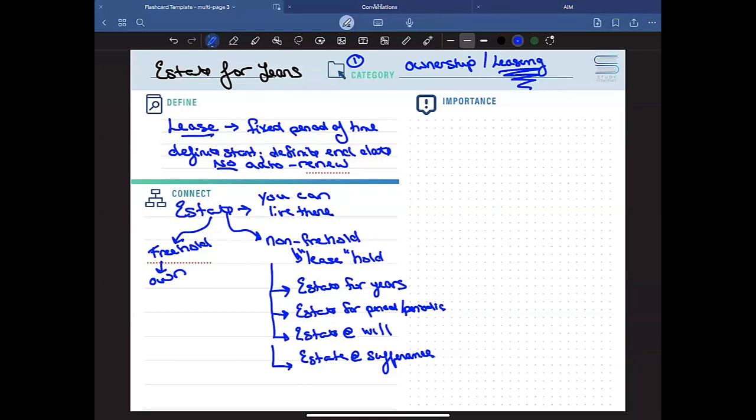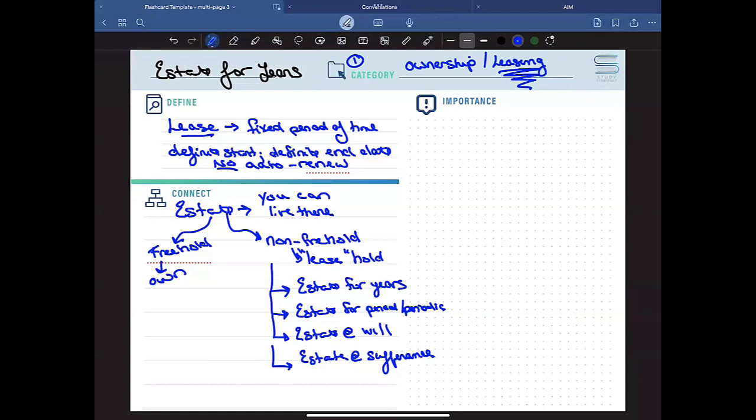Exactly. So when we're looking at it, although the word we're looking at is estate for years, this is a great time, if you're connecting, to learn some more. So when you're doing these flashcards, if you're like, oh, I got estate for years and I got estate at will, and I know there's two other ones, but I don't know them, it's an opportunity to look it up so that you can fill out the rest of it. And then once you do fill it out, make sure you know what it means.